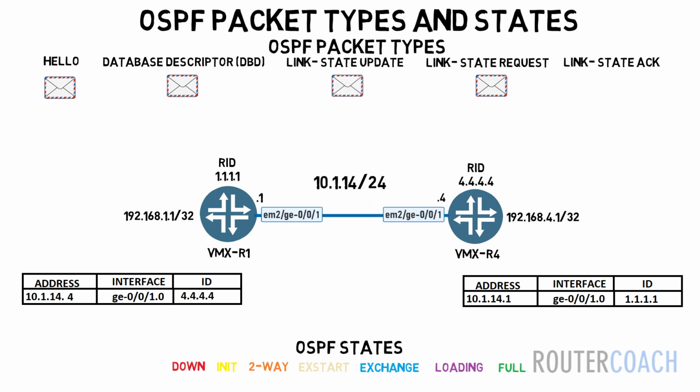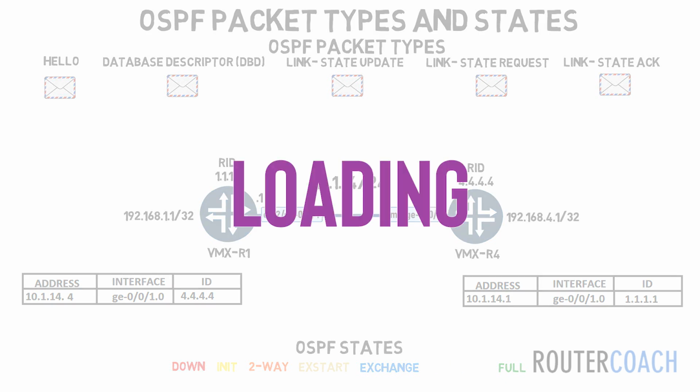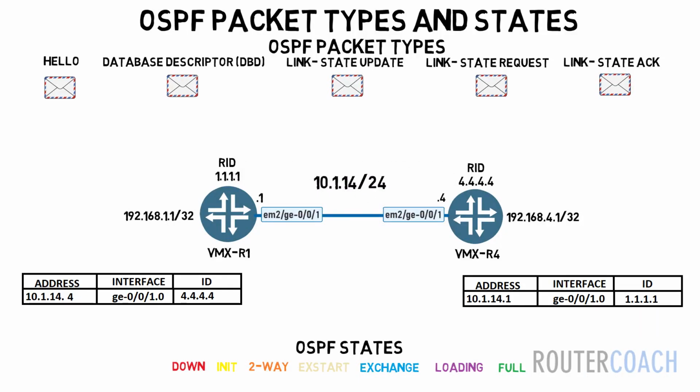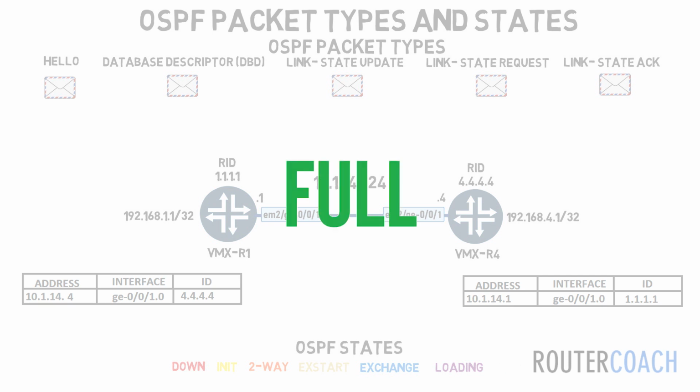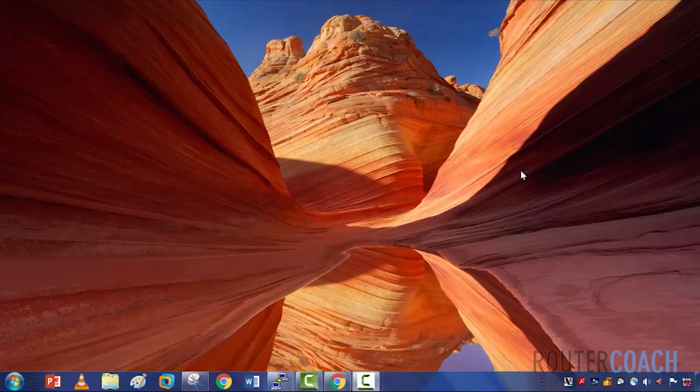Then OSPF will again send a link state acknowledgement after a link state update. This is known as the OSPF loading state. Finally, after all of this, the routers can synchronize their databases and transition into the full state. OSPF packet types and states.